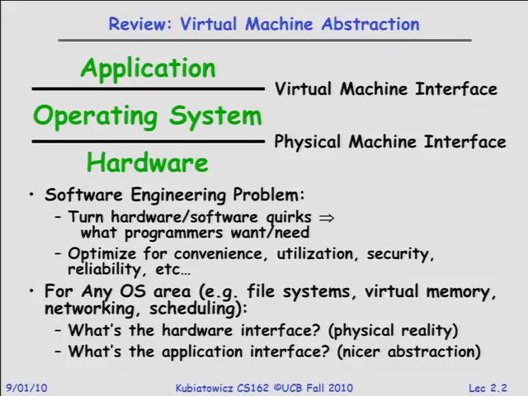It's basically turning hardware that's buggy or flaky or doesn't quite do what you want into the ideal, perfect virtual hardware, optimizing for convenience, utility, security, et cetera. For pretty much any area in operating systems, and actually in computer science, you can ask yourself: what's the hardware interface and what is the operating system's interface? Were there any questions on that high-level view from last time? Okay.